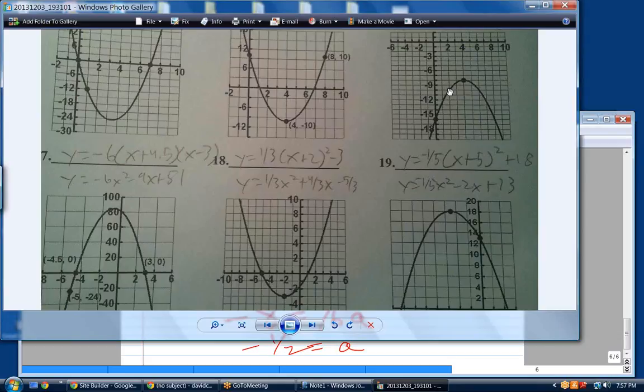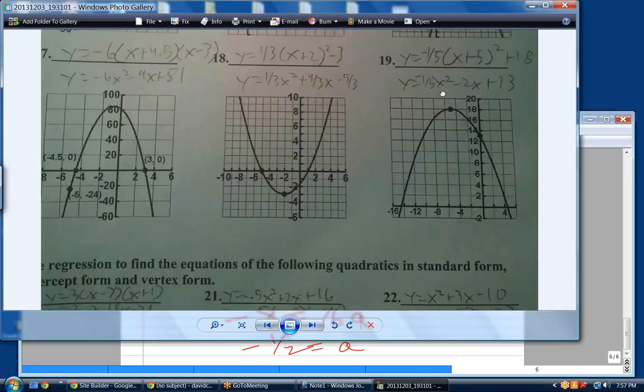Why'd they give us that point there? I guess we could have used it. We could have used it. 2 minus 10 is easily read. Okay.